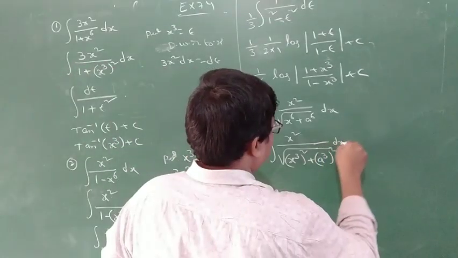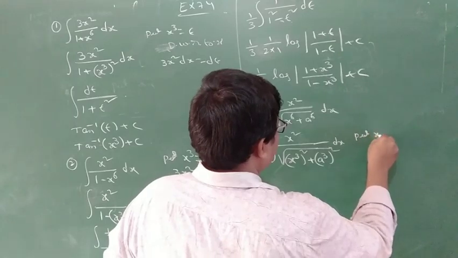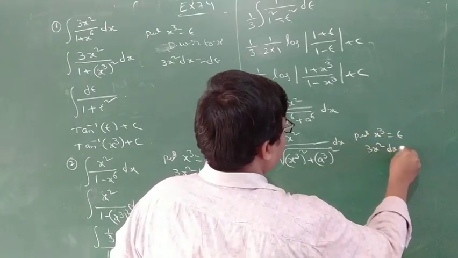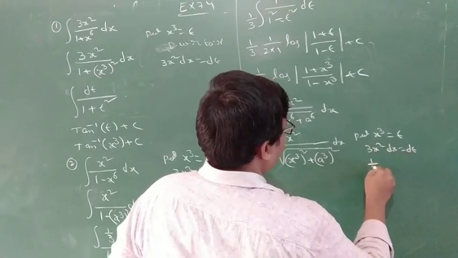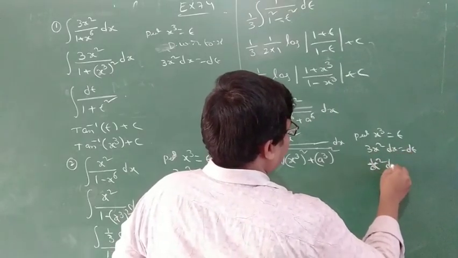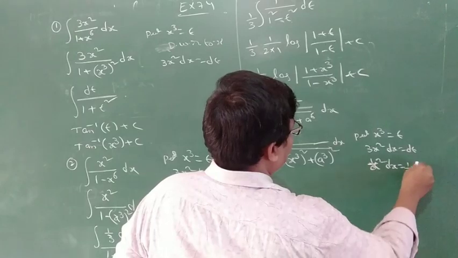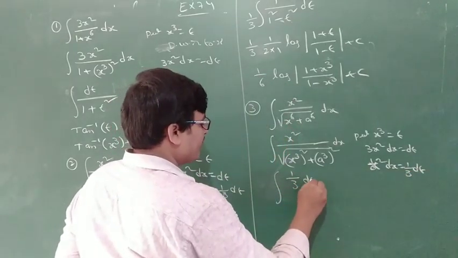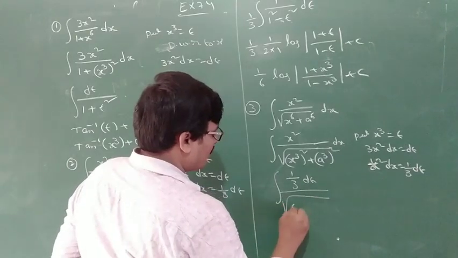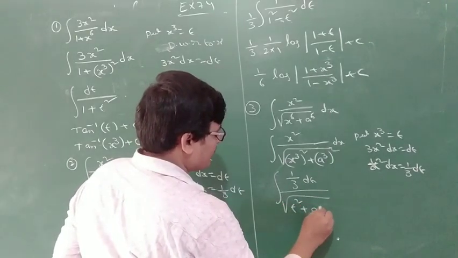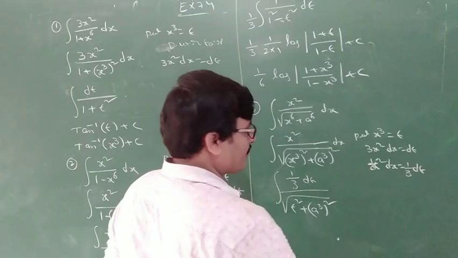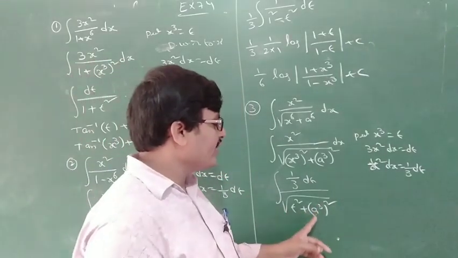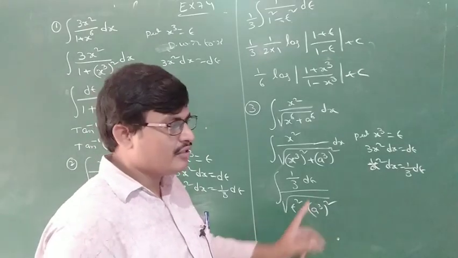So put x cube is equal to t, 3x square dx is equal to dt, x square dx is equal to 1 by 3 dt. So we get 1 by 3 dt by root of t square plus a cube whole square. Here a is equal to a cube.